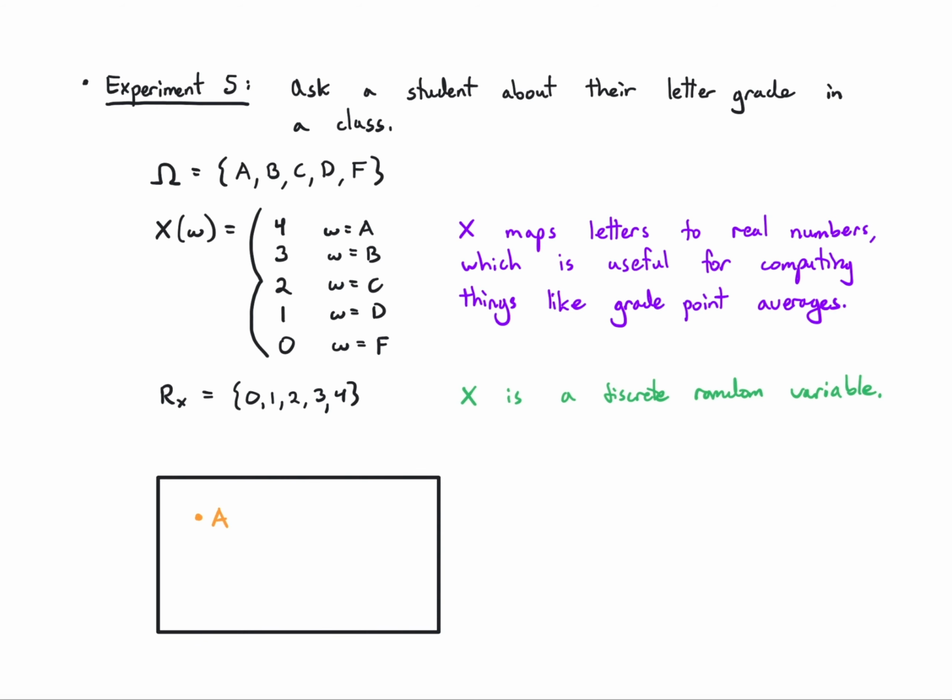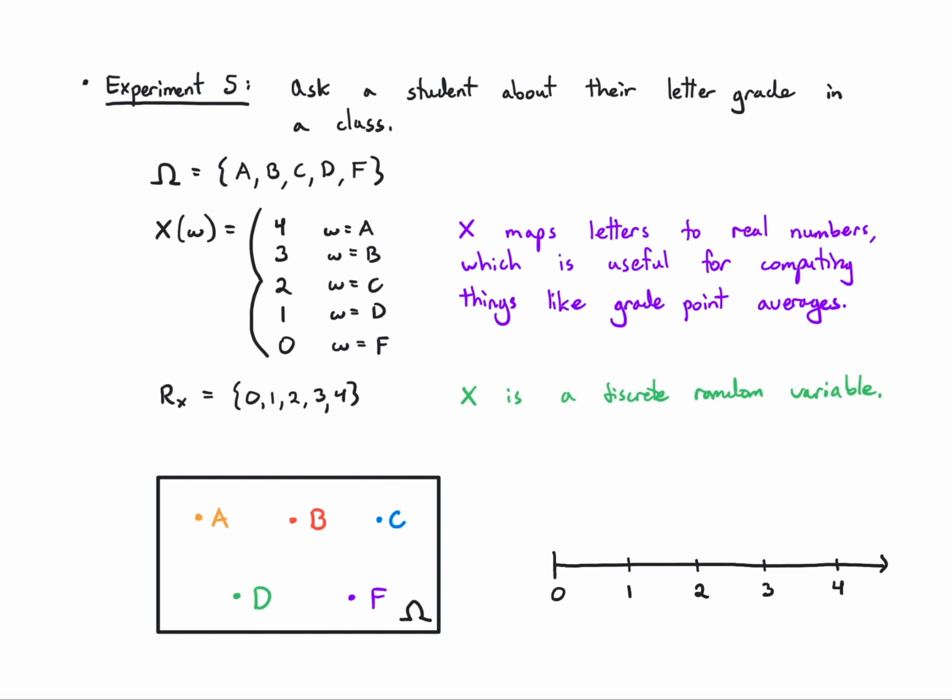So here I'm going to have in my abstract sample space my A, my B, my C, my D, and my F. And they're just floating around in this sample space universe. And now, in order to start doing some more interesting things, I'm going to draw the real line. In this case, the only parts of the real line I'm going to use are 0, 1, 2, 3, and 4.